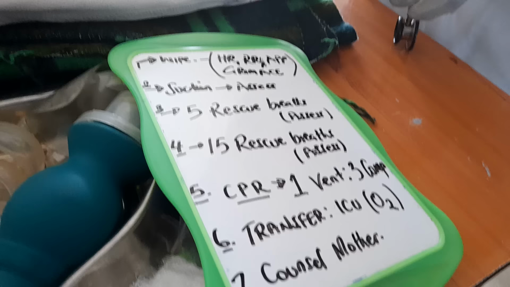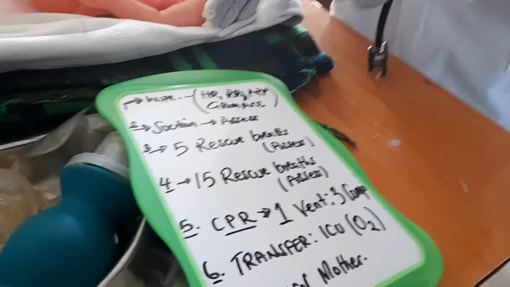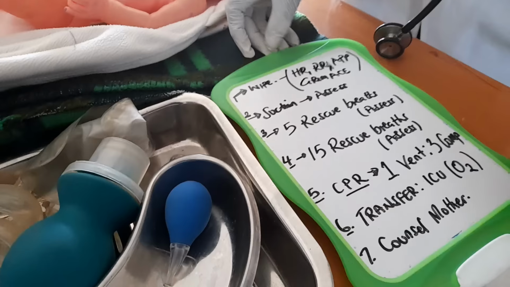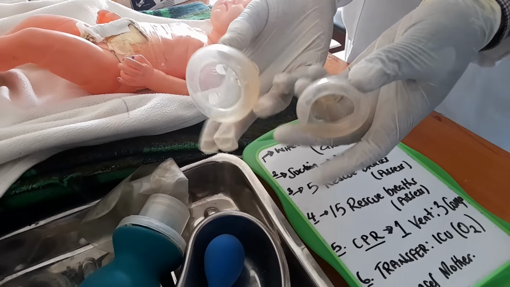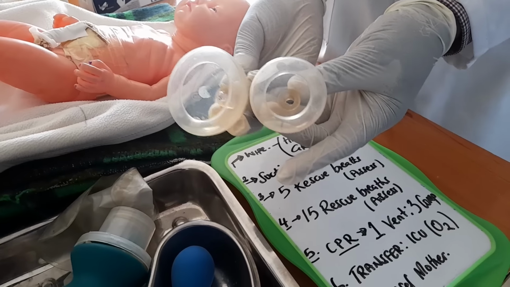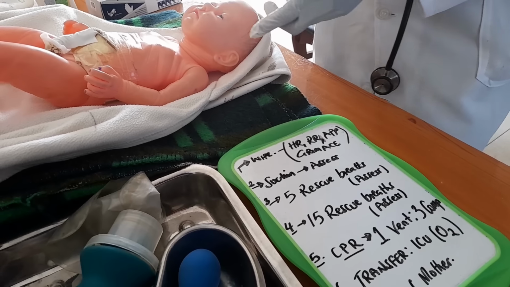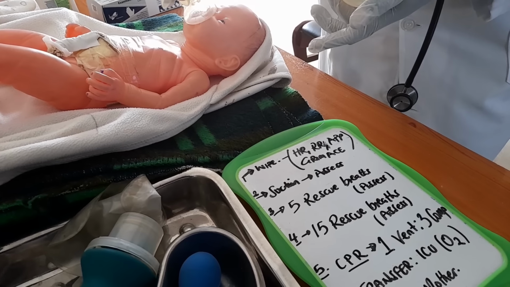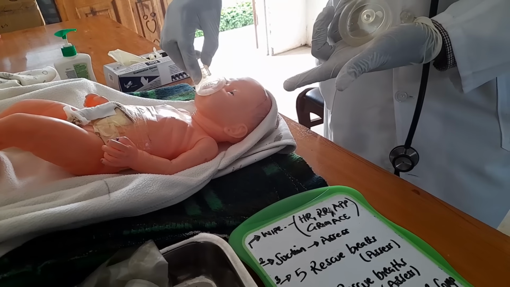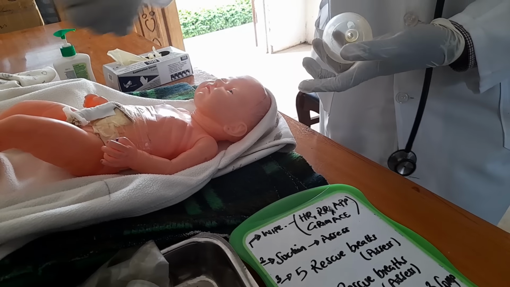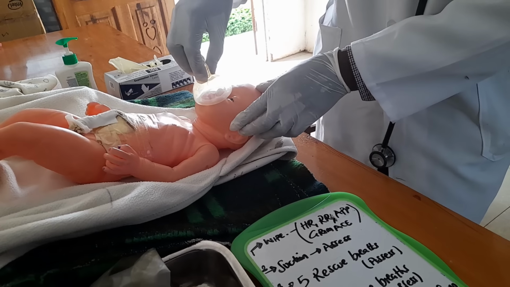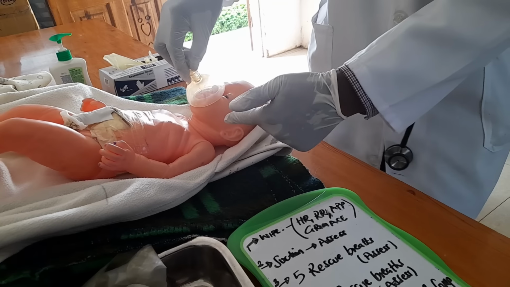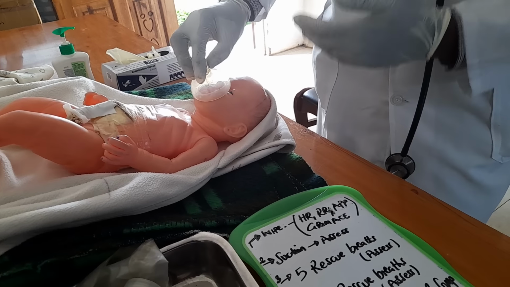Now at this third point, you're going to give what you call rescue breaths. So under rescue breaths, you give it using the bag and mask. So you've got 2 masks here. You're going to try them out. Does this fit? Does this cover the nose and the mouth? No, this is too small, so you can't use this one. So you go to the other one, which is maybe a little bit bigger. If you check, it covers the mouth and the nose, meaning that this is the right mask.